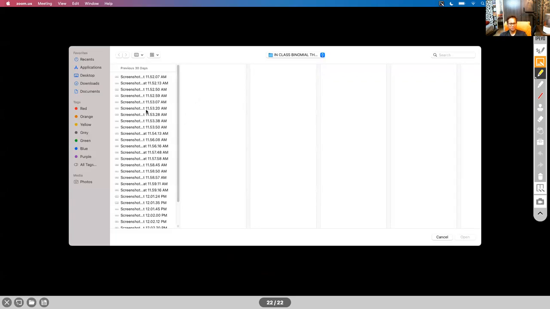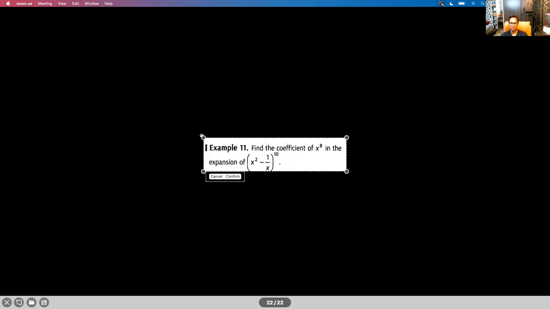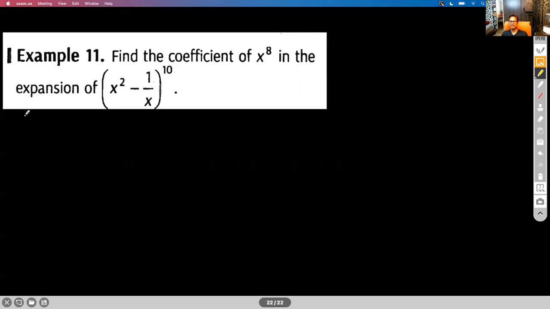Let's take few questions based on finding the coefficients of a certain power of x. Okay, so let's take this question. Find the coefficient of x to the power 8 in the expansion of this term.